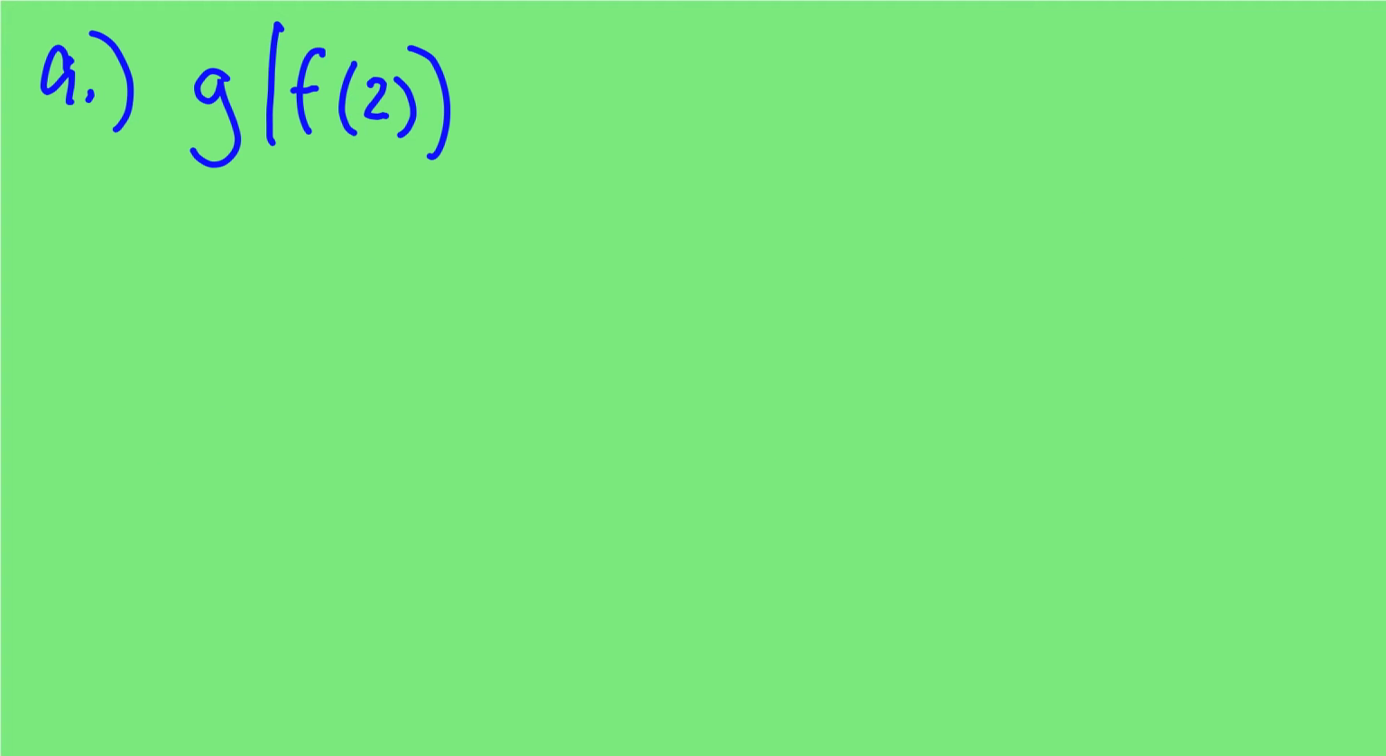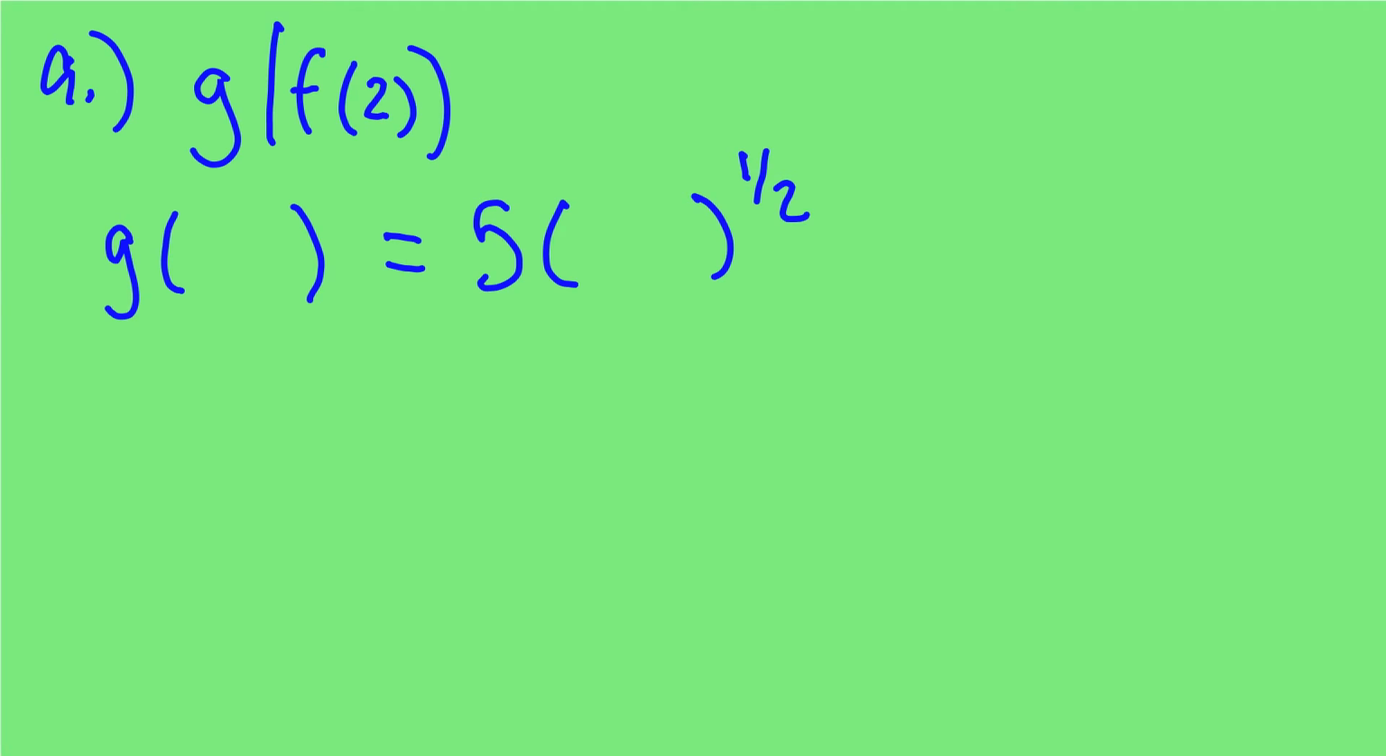Alright, number 9 is g of f of 2. So the first thing I'm going to do is start with g of big blank space, because I don't want you guys to get confused on whether to pick g or f. So when I do g of big blank space, I just plug in whatever g of x is, except instead of x, I put a blank space. I put 5 big blank space to the 1/2, because I'm only allowed to put an x there if there's an x in the parentheses. But since there's not, that's how we leave it. Now the next thing we do is we put g of f of 2.